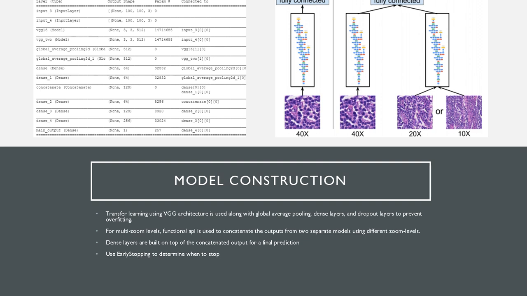But again, the model that we stuck with is a single zoom level model, and it doesn't look nearly as complicated as this. It will have the VGG architecture, a global average pooling layer, a dense layer, and a prediction layer, and that's about it. Again, we're also using early stopping to determine when to stop training. That's key to help my model not overfit. If it's not improving on a validation data set, it will just stop learning at that point.